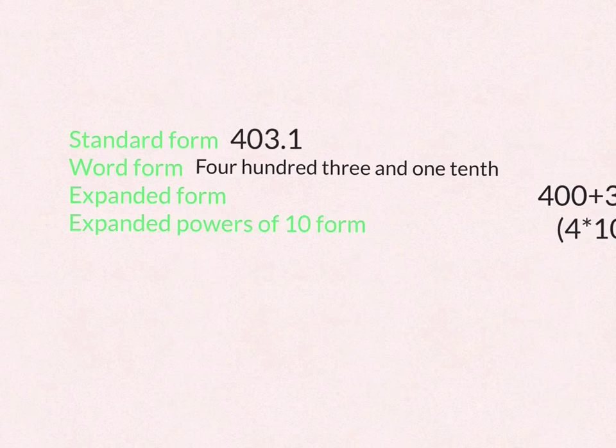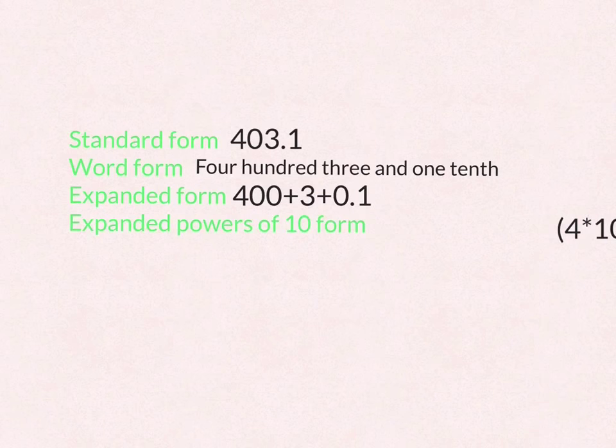Expanded form is when you break each digit into its actual value and add them together. So the 4 is not a 4, it's 400. The 3 is a 3. And the 1 is 1/10. It's not an actual 1, it's just 1/10 of 1. So expanded form just breaks it into each of its values.